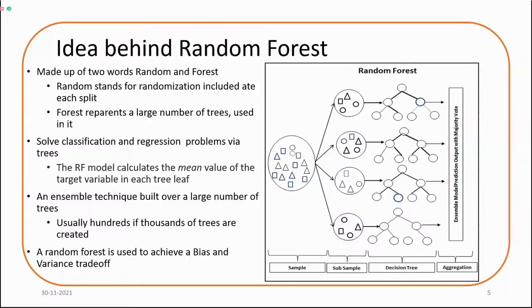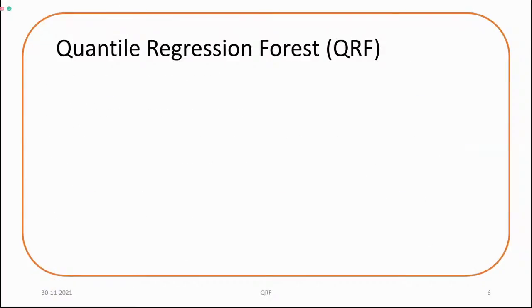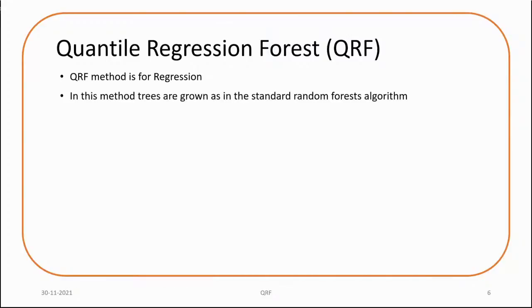So with this little word about the idea of random forest, I go to the third technique that I want to introduce you to, that is quantile regression forest. It is made up of 2 words, quantile regression and forest. This is just another variant of random forest, so that is why the word forest is incorporated. It just tweaks the way the regression problem is solved in the random forest. In this method, trees are grown as in the standard random forest algorithm. So until trees are grown, there is no change between the quantile regression forest technique and the random forest technique.